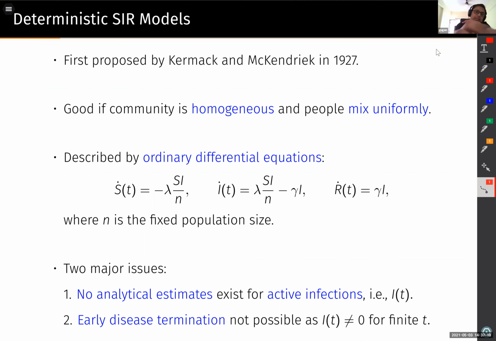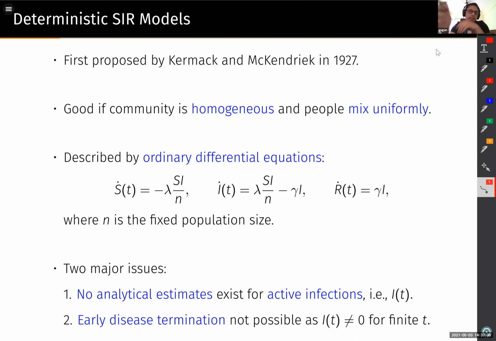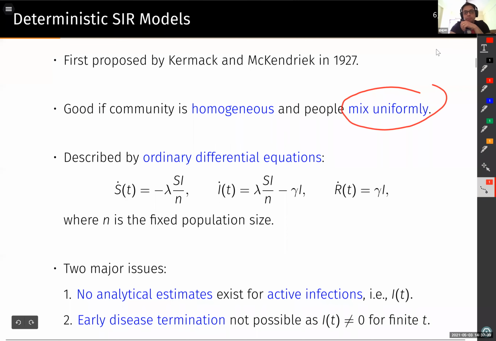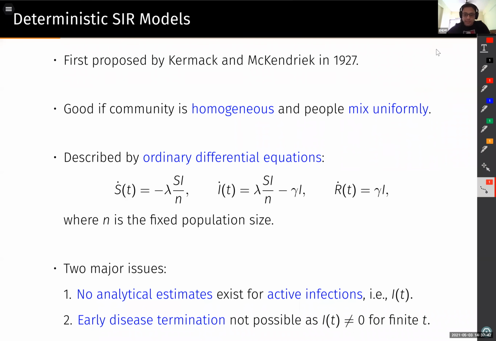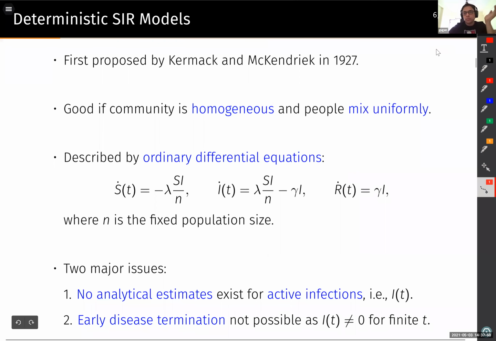And one can make use of this deterministic SIR model to analyze the spread of epidemics if the following assumptions are true. First is that the community for which we are studying the spread of infections is more or less homogeneous. So every individual is like any other individual, and we also assume that people mix uniformly. Is this okay? When I say people, I don't mean people just in one compartment. So this person can meet a person over here, a person in S and R can meet, and so also persons in S and S, I and I, and so on can meet. So basically two individuals can uniformly interact with each other.